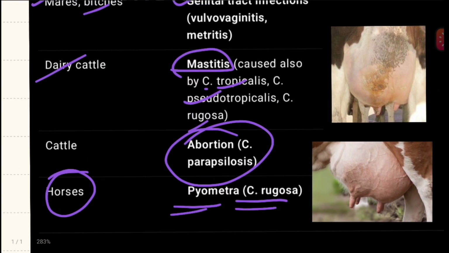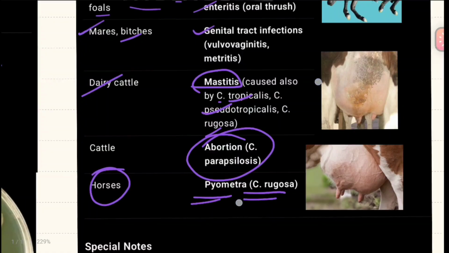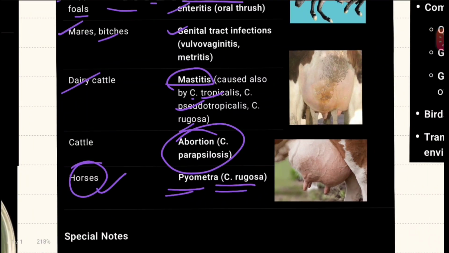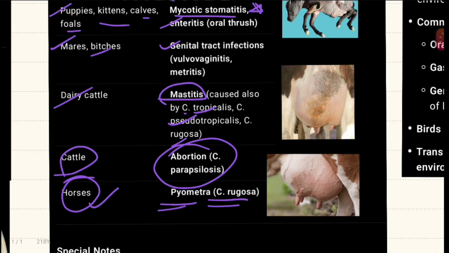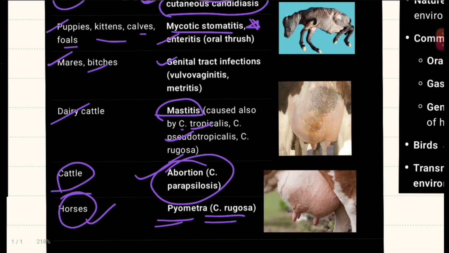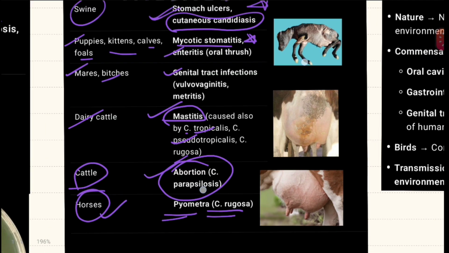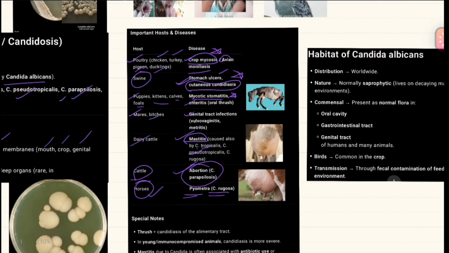These are some important causative agents you must remember with respect to examinations. In the case of a horse, if the condition is pyometra, it is caused by Candida rugosa. In the case of cattle, if it is abortion, the responsible agent is Candida parapsilosis. And in cattle, if the condition is mastitis, it involves, along with Candida albicans, other agents such as tropicalis, pseudotropicalis, and rugosa. So this is the important point with respect to the hosts and their associated diseases of Candidiasis.